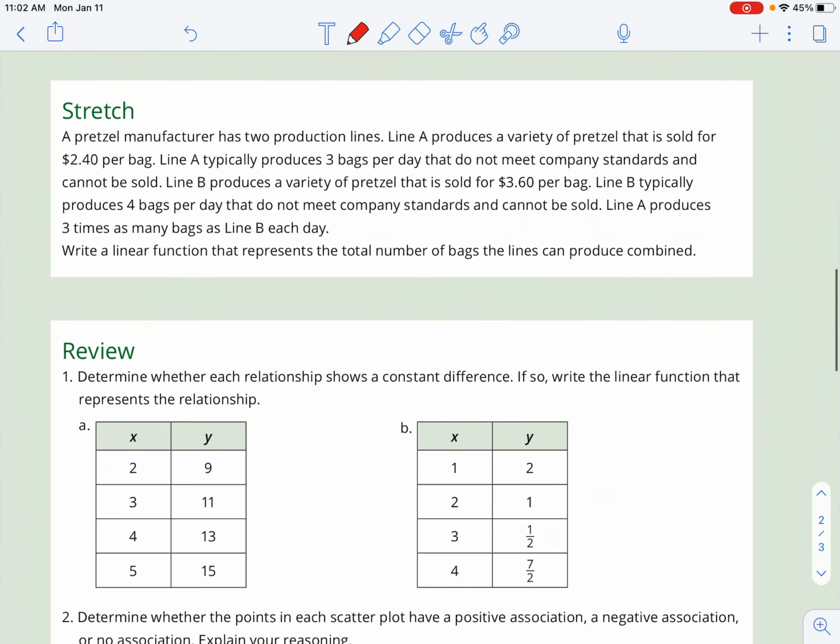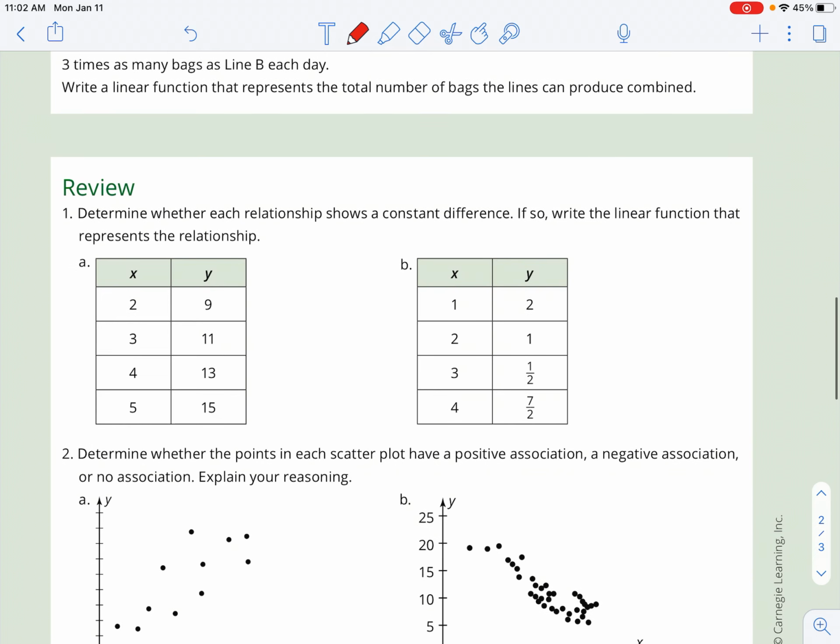Okay, review 1A. Basically, it is the exact same thing. So 9 to 11, 11 to 13, 13 to 15. On the x's, 2 to 3, 3 to 4, 4 to 5. There we go. It is linear. It's consistent on the y's, consistent on the x's, and therefore my slope is the change in the y over the change in the x. Now, as we did on the other page, I want to create an equation based off of that.